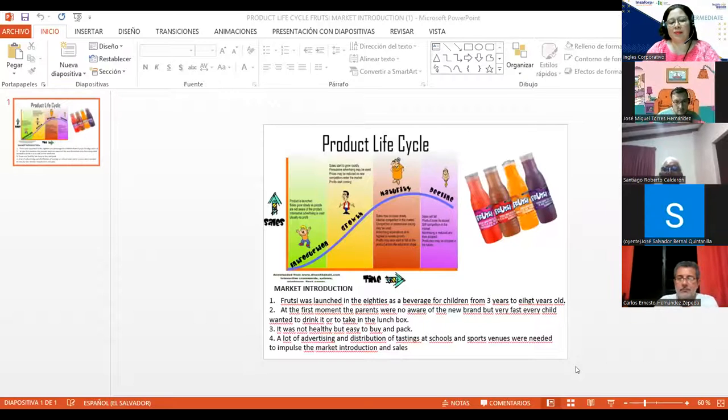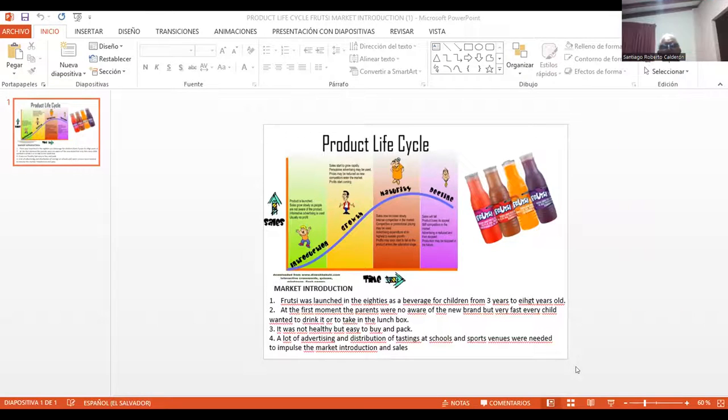Good evening. We are group two. Our group chose the Fruitsy product for the PLC, product life cycle. I will participate with the market introduction, Carlos Ernesto with the second stage, growth, Ulises with the third stage, maturity, and Elias with the fourth stage, decline.